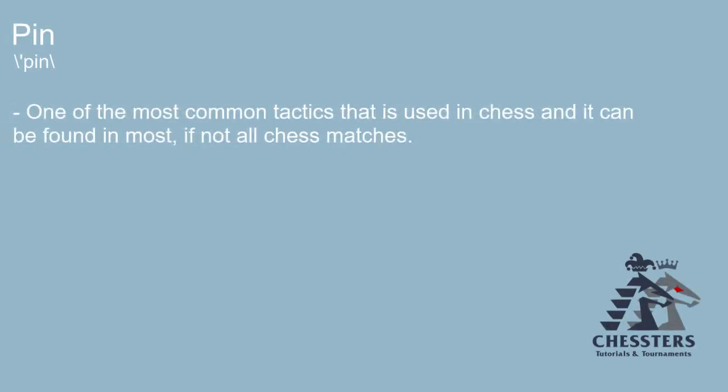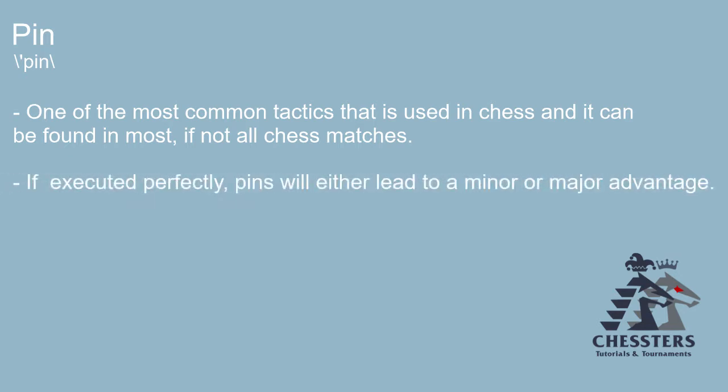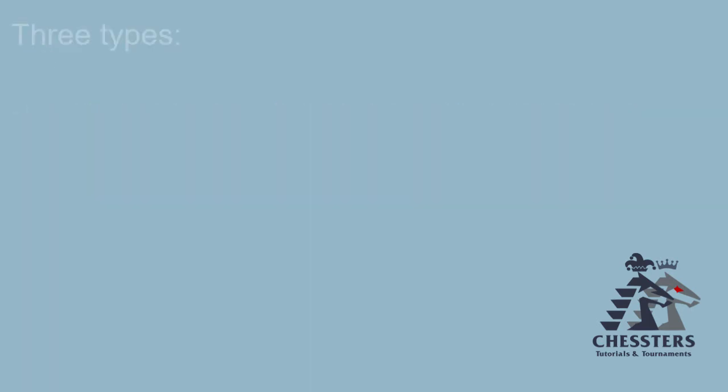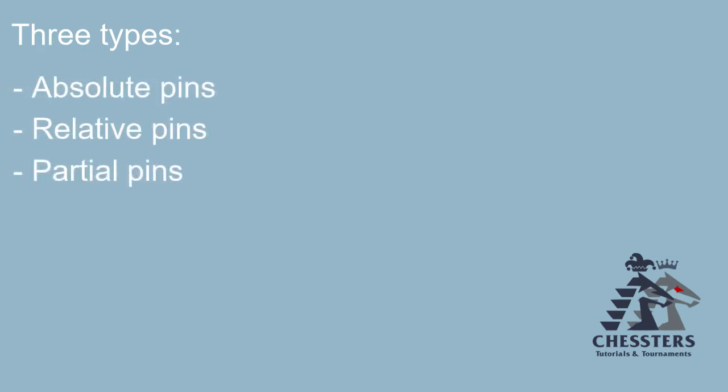Pins are one of the most common tactics used in chess, and they can be found in most, if not all, chess matches. Pins would lead to either a minor or major advantage if executed perfectly. There are three types of pins that we should know about, namely, absolute pins, relative pins, and partial pins.